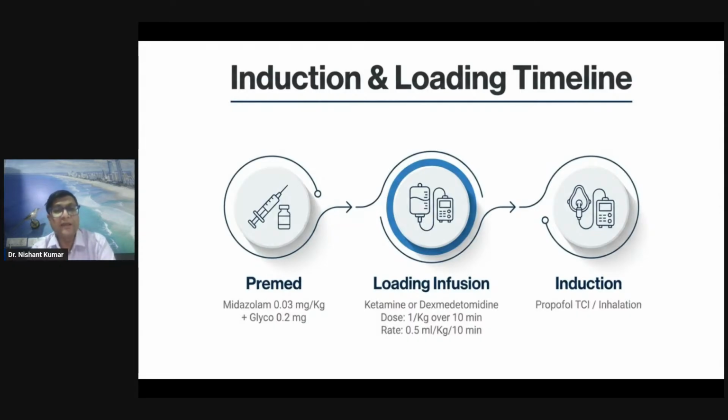Loading infusion, I give either ketamine or dexmedetomidine, that is 1 ml per kg over 10 minutes, and then I set it at a rate of 0.5 ml per kg per hour. Sorry, the rate should be 0.5 ml per kg per hour. So this is the maintenance dose that I keep on throughout the surgery. Usually I don't have to alter the dose, and this is usually sufficient for most of the surgeries. And especially you can come down on the dosage also if you have given a regional block.